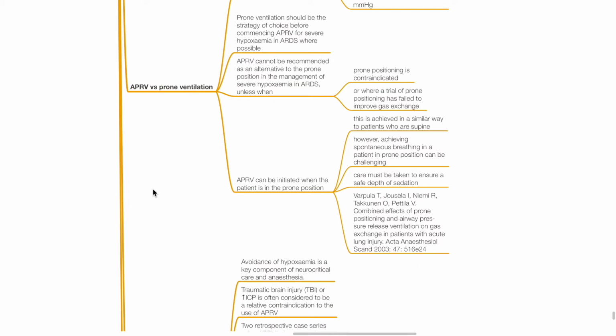APRV can be initiated when the patient is in the prone position. This is achieved in a similar way to patients who are supine. However, achieving spontaneous breathing in a patient in prone position can be challenging, as care must be taken to ensure a safe depth of sedation.